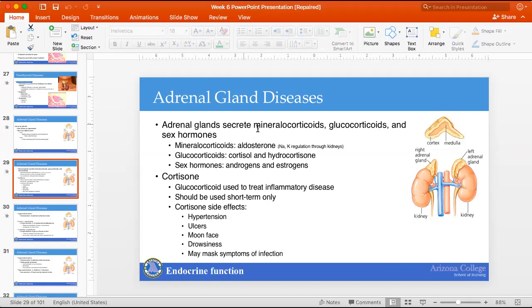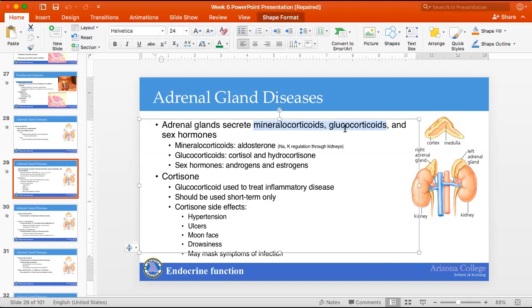So adrenal glands secrete what they call mineralocorticoids, glucocorticoids, and sex hormones. So the mineralocorticoids, the one we're thinking about, is aldosterone. When these adrenal glands release aldosterone, it is very similar to ADH, antidiuretic hormone, in that you're trying to stop the kidneys from excreting more urine. You're trying to retain as much water as possible.